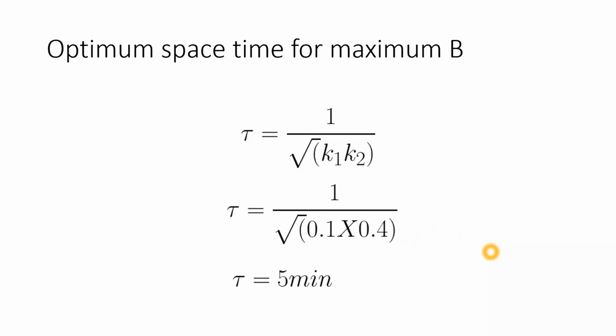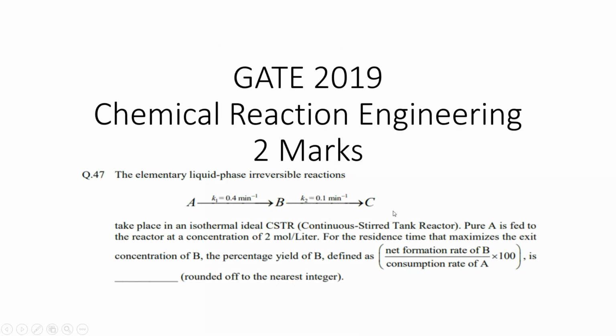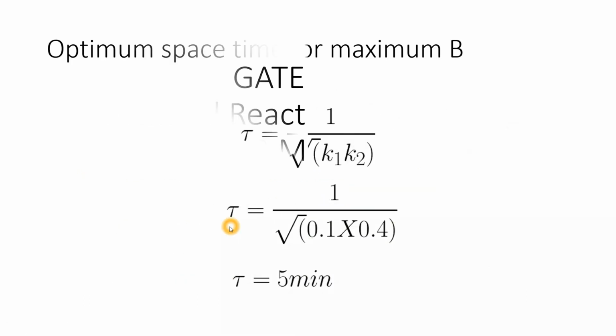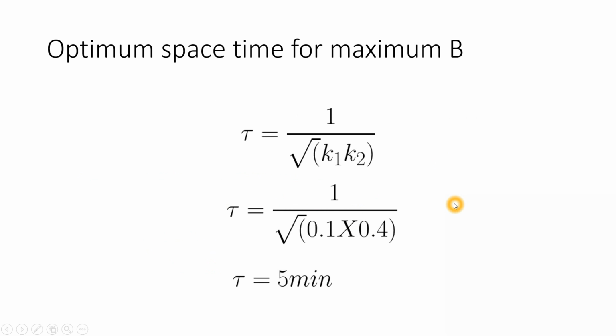Optimum space time for maximum B in a CSTR is given as tau. Optimum space time is equal to 1 upon under root K1 K2. You can see here K1 is 0.4 minute inverse and K2 is 0.1 minute inverse. Then we will multiply these two, and from this we get tau is equal to 5 minute.